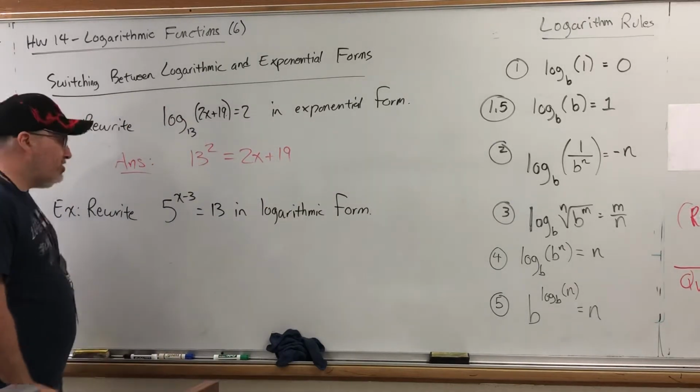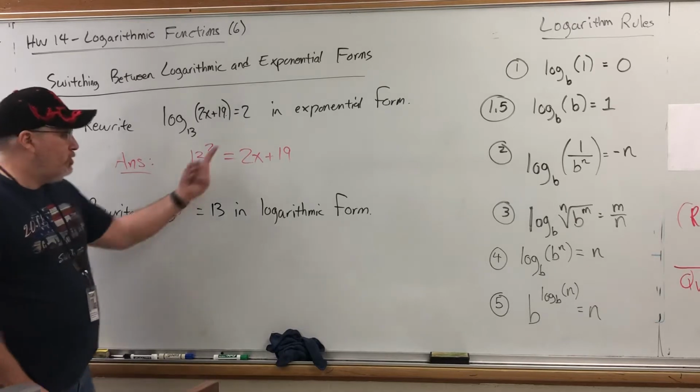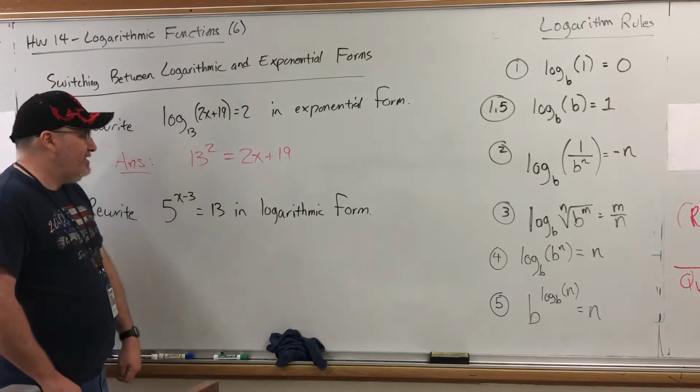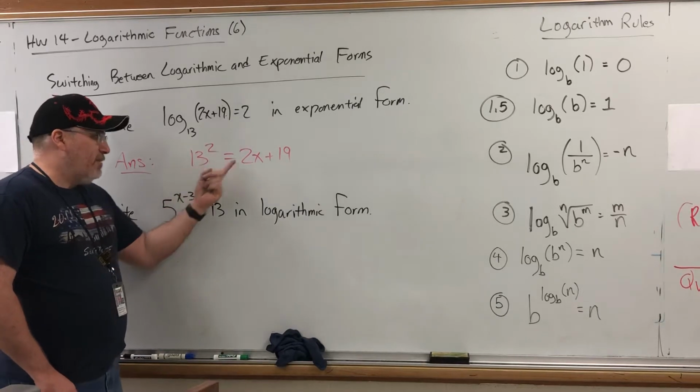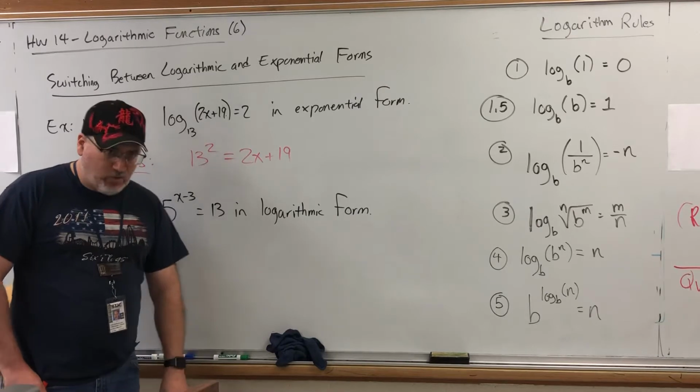So you literally just have to write down what the answer to the log is supposed to do. 2 is the power that's supposed to turn 13 into 2x plus 19. So 13 to the second power equals 2x plus 19 would be the equation in exponential form.